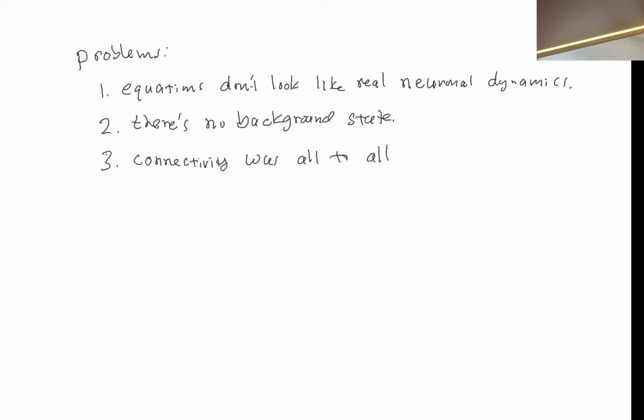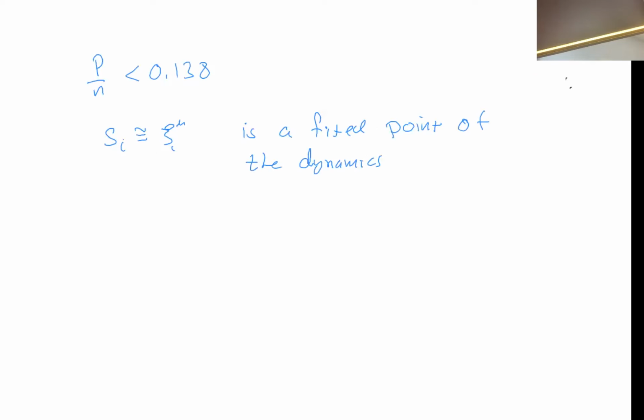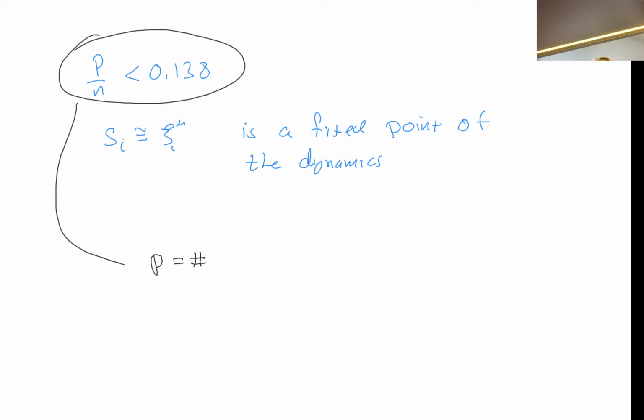In reality, each neuron makes a connection to another 1,000. And that turns out to be important. So this P is around less than 0.138. Remember what this means: P equals the number of memories you can store, and it has got to be less than 0.138 times N, the number of neurons.